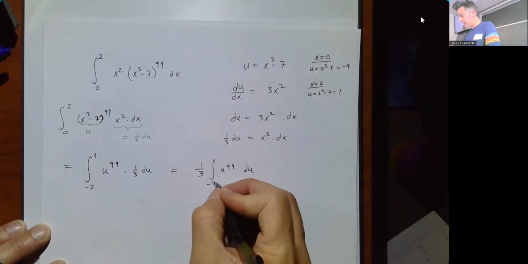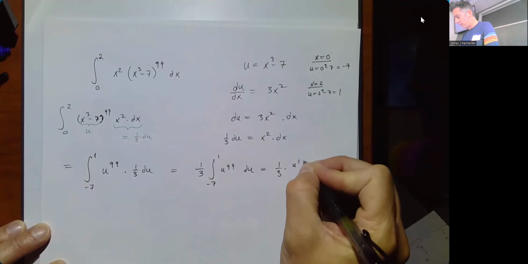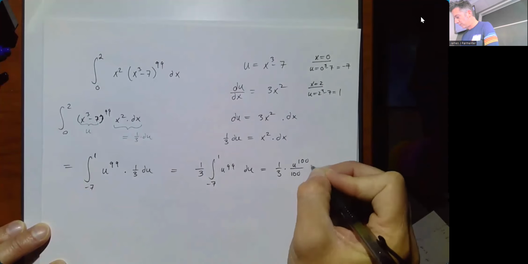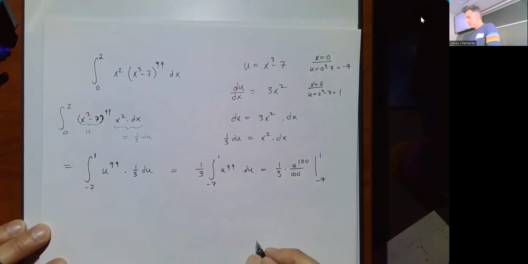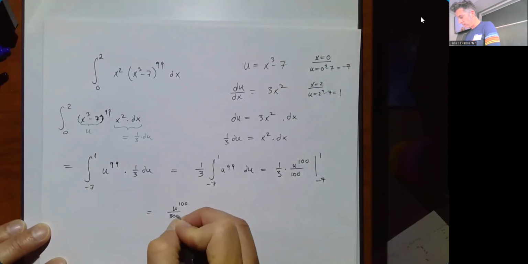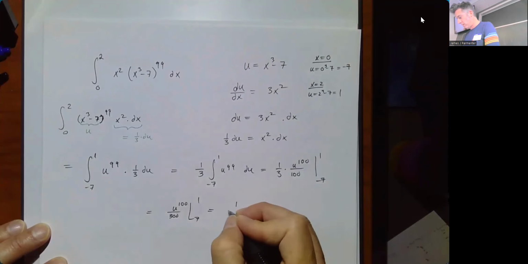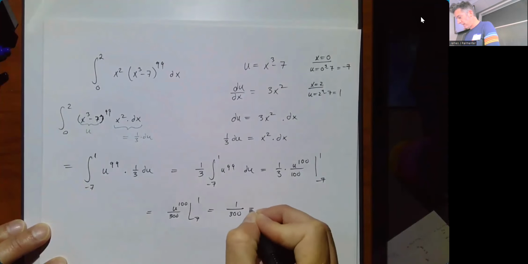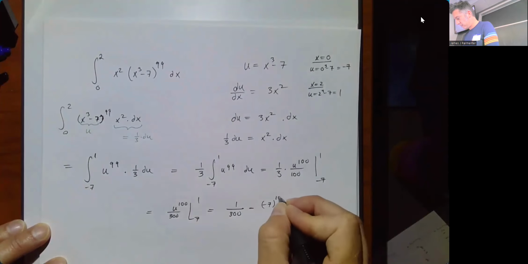And the nice thing about this is you don't have to change them back when you're finding what the integral is equal to. You can just say, okay, I'm going from -7 to +1. So that's going to equal u to the 100th over 300 from -7 to 1, and then you plug in 1, and you get 1 to the 100th over 300, minus, you plug in -7, you get a terrible number that I didn't anticipate. Oh, well.